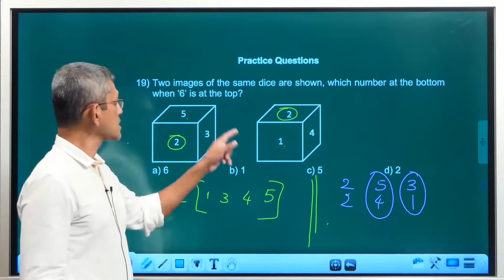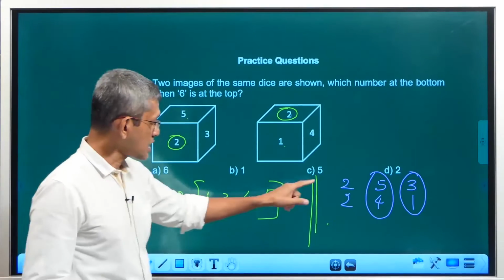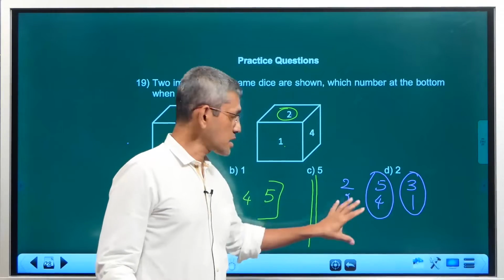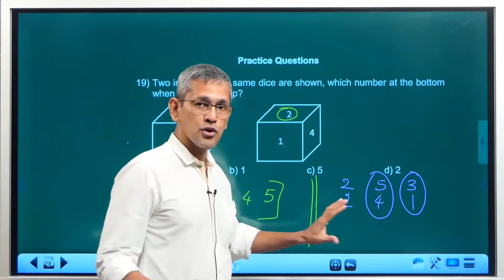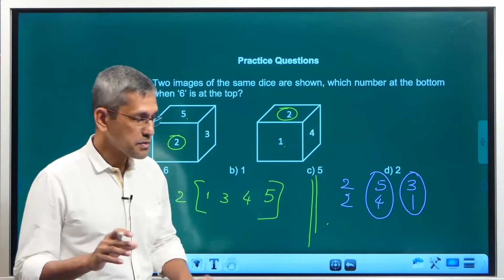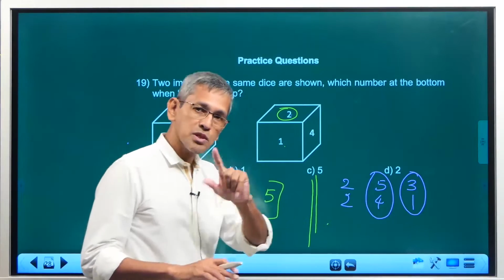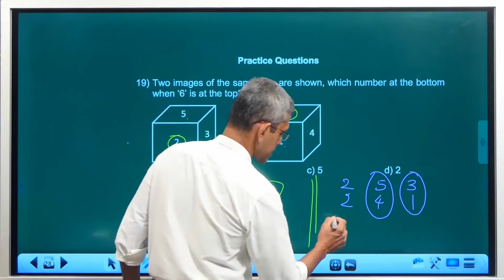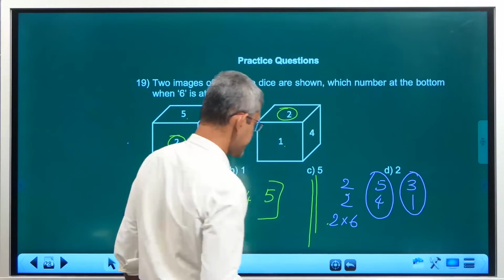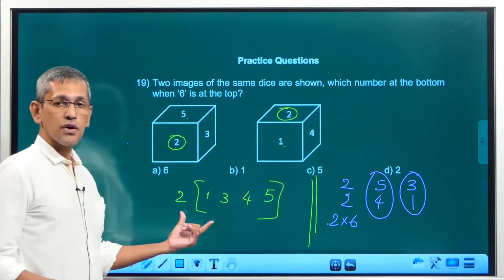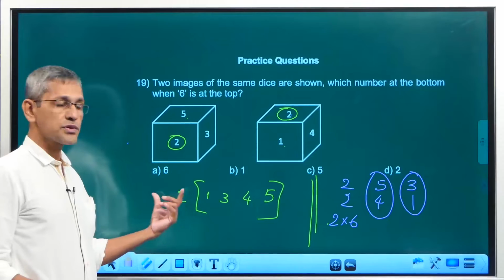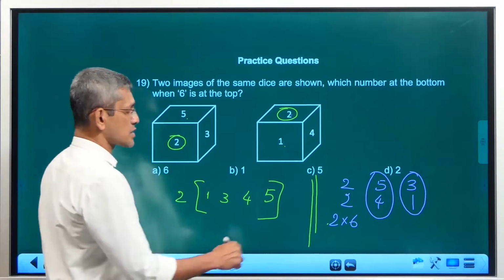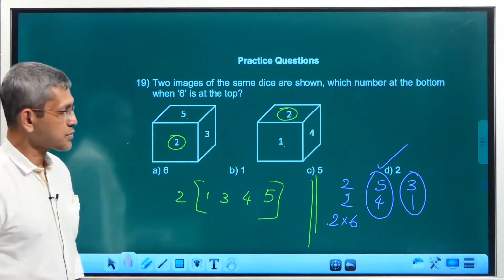So what we need is 6 is opposite to what? So here, the number which doesn't appear here, there are 5 numbers here. Total 6. The number which doesn't appear here is 6. That 6 must be opposite to what? 2. So 2 must be opposite to 6. That's the same thing we got here. So 6 opposite to 6, we have 2. So answer choice 2. Next question.